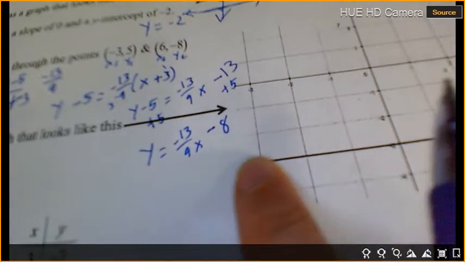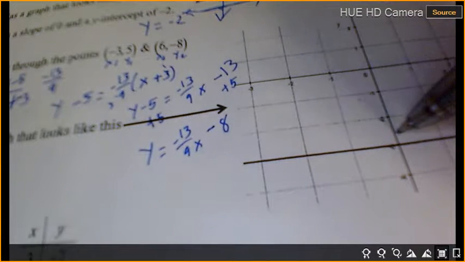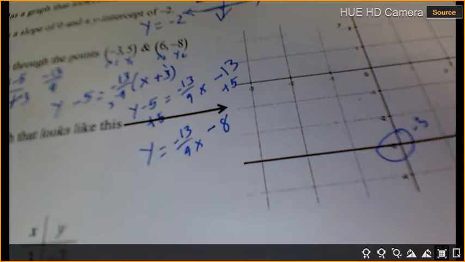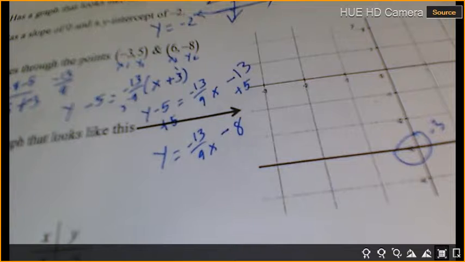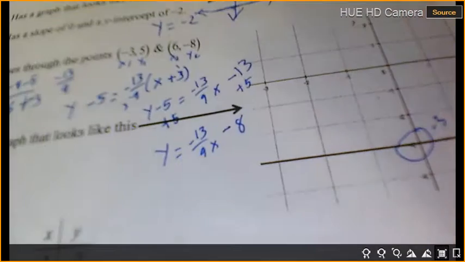What is this graph? See this line going through here? It's going through what? That looks like -3 to me. So it's going to be what? X equals or Y equals? Y equals, because it cuts through the Y axis. Y equals -3.